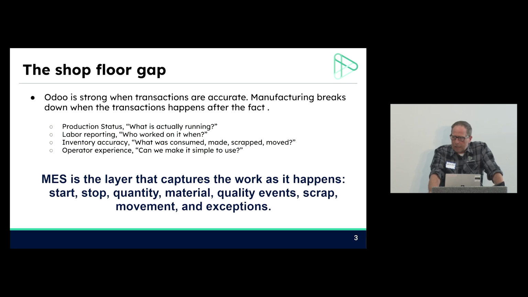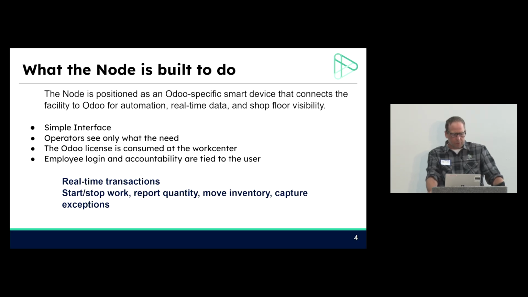So MES is that layer that captures the work as it happens. Start, stop, quantity, quality events, scrap, movements, and exceptions. What the node was built to do: simple interface, operators see only what they need. The Odoo license is consumed at the work center, and employees can log in, and the accountability is tied to the user.